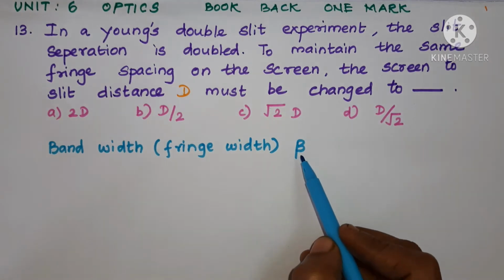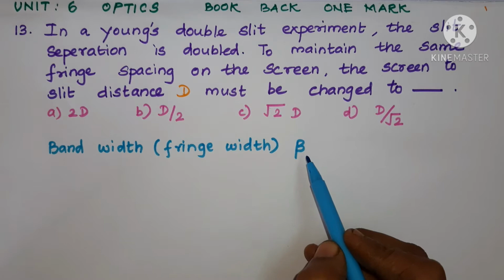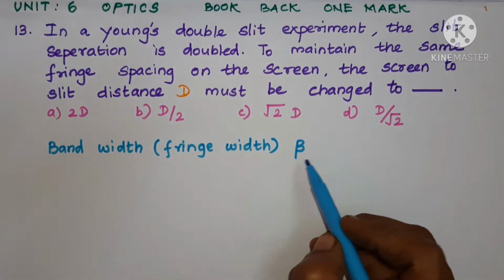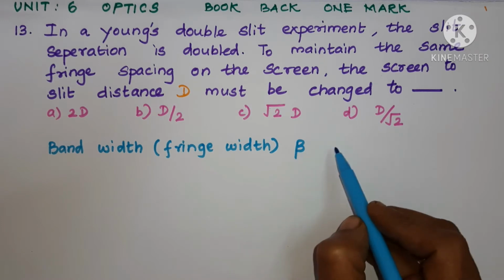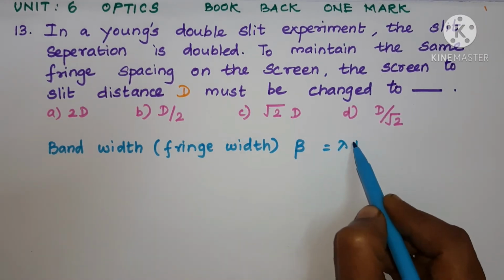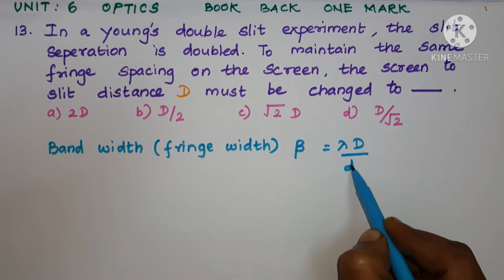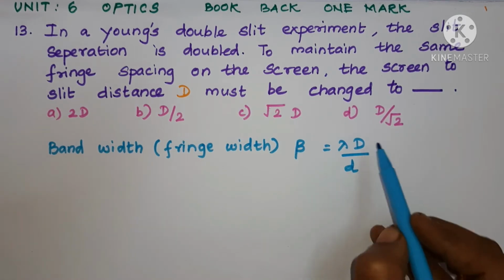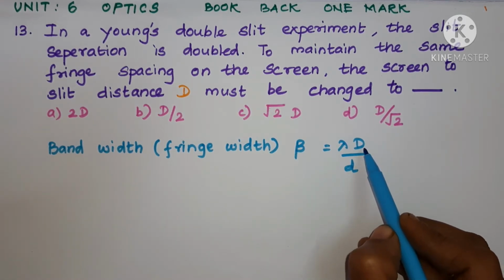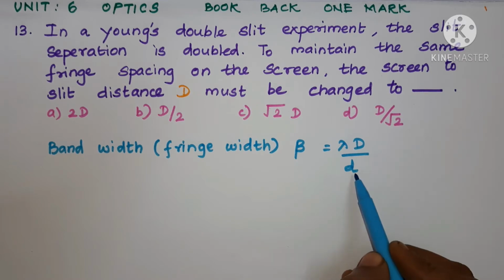The fringe width beta is defined as the distance between any two consecutive bright or dark fringes, and it is given by beta is equal to lambda D divided by small d. D is the distance between the slit and the screen and small d is the distance between the slits.